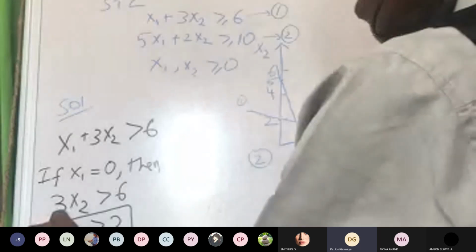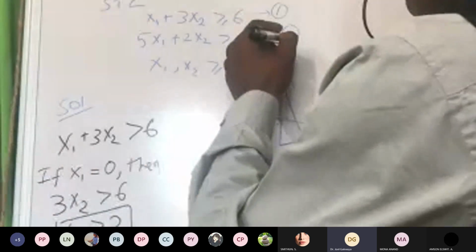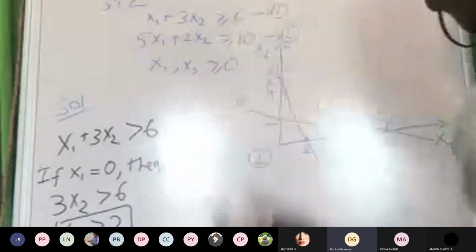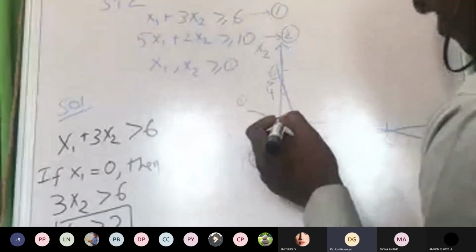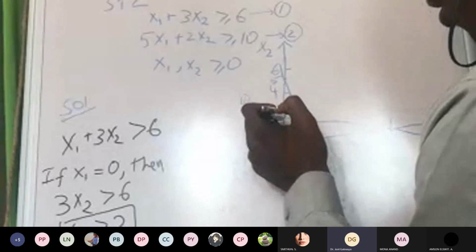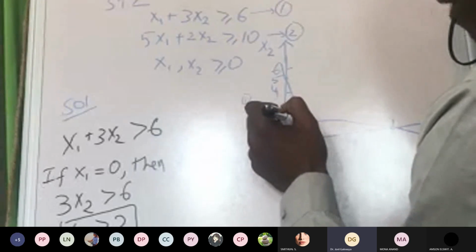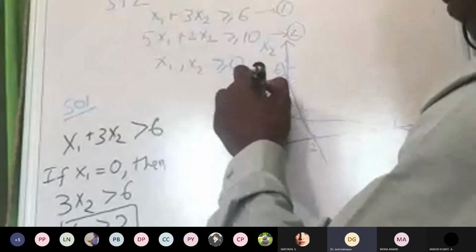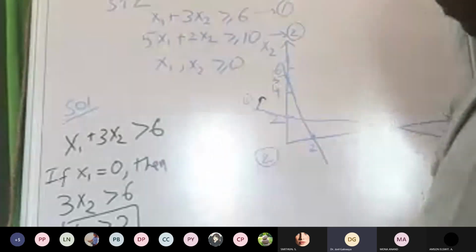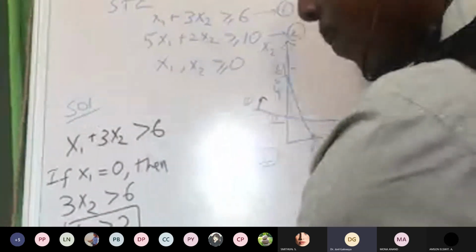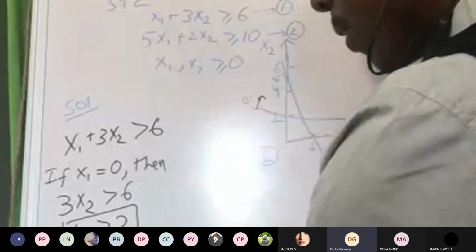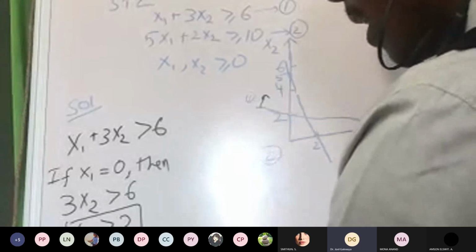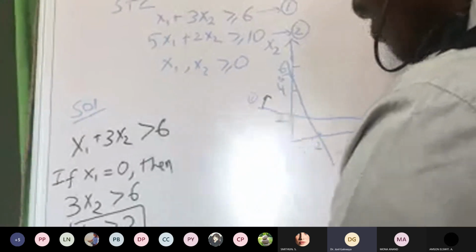Any number which is above 2 on this x-axis, where are they? Above or below? As you can see, here we have 2, right? So all the numbers which are above 2 are here. That's why we have to shade the upper side. There should be up. For the second, if x2 is equal to 0, then x1 should be greater than 6.